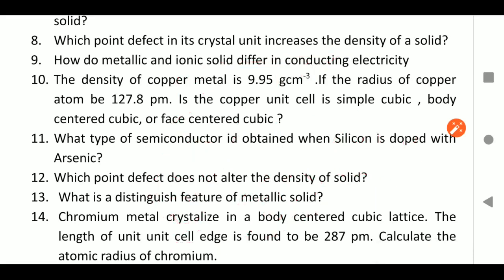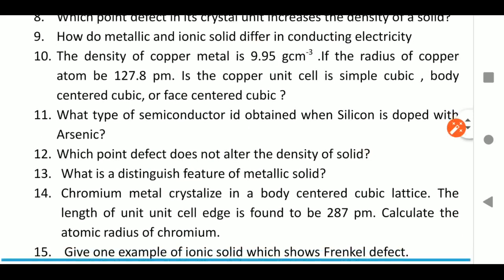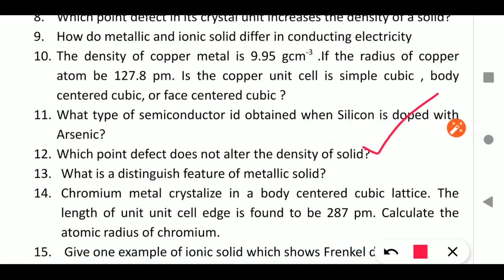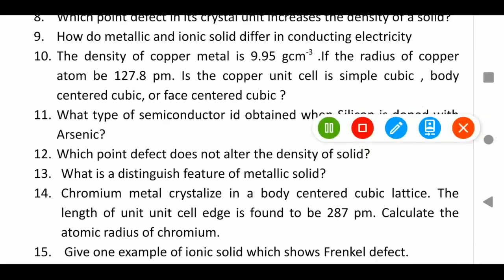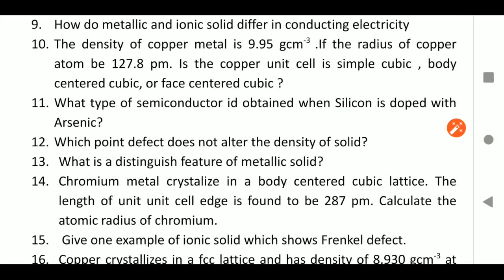Okay, 12th question, which point defect does not alter the density? Again we have completed this question. Answer is Frenkel defect. What is the distinguishing feature of a metallic solid? They can conduct electricity in solid state as well as in molten state, but ionic solids cannot. Okay, now next is question number 14.